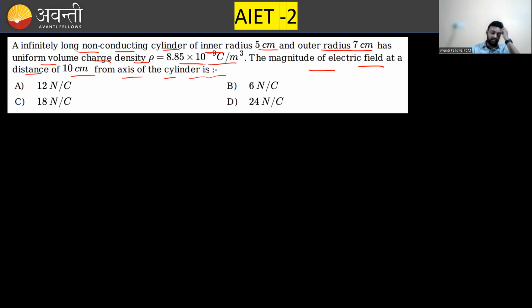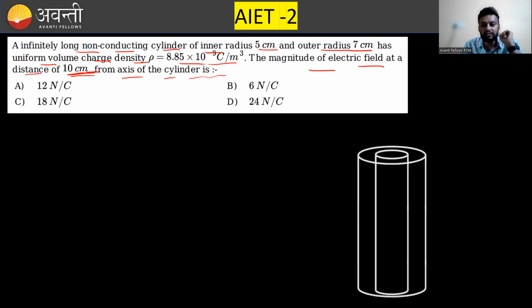Now, as soon as I read the question, what comes to my mind is that there is a cylindrical body of infinite length which has some inner radius and some outer radius, and the field is asked at a point 10 centimeter away. As soon as I see this 10 centimeter, it comes to my mind that this point is outside the cylindrical body because the maximum radius of the cylindrical body is 7 centimeter. So this is the case of calculating field outside the body. You can use Gauss theorem.